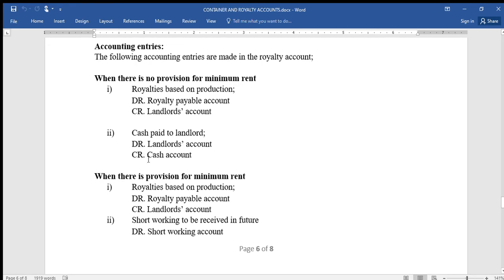Cash is reducing, and the landlord is regarded as a creditor, and a credit is reduced by debiting. So we debit the landlord's account and we credit the cash account.